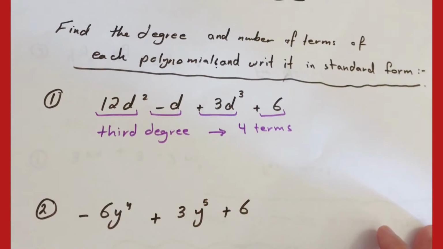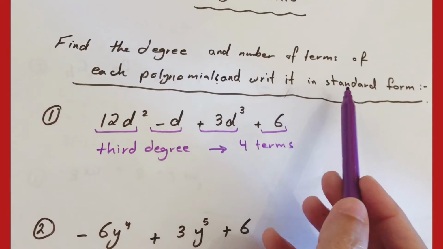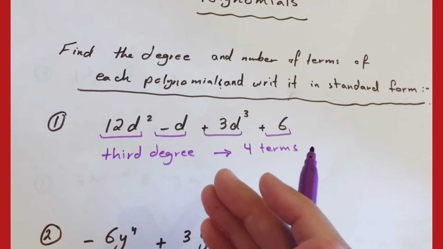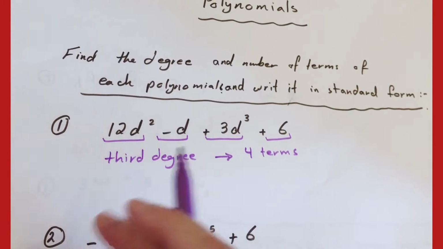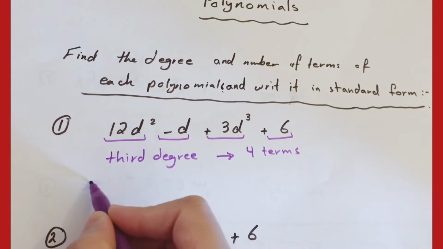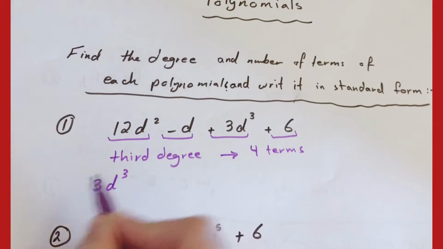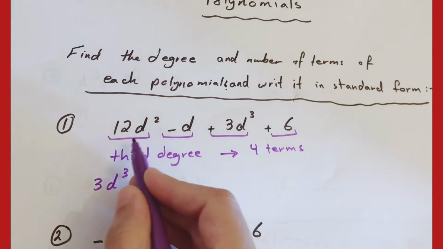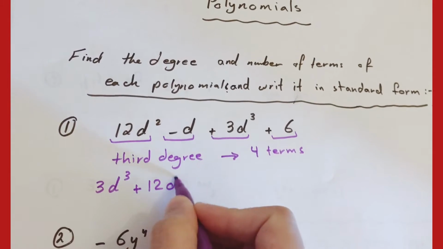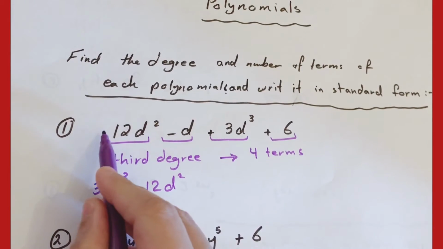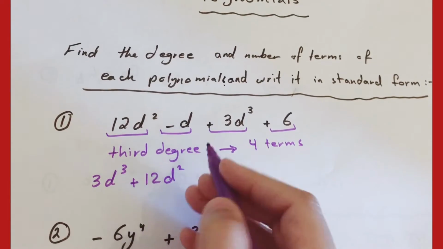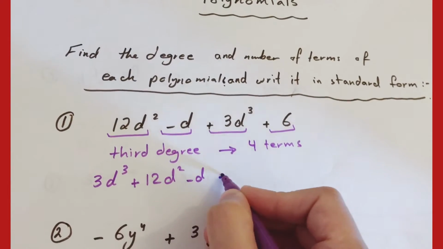Now we have to write it in standard form. Standard form means I'm going to write from the biggest degree until the least degree. So we have this one first, 3d cube. Now I will use this one, plus 12d square. Why do I put plus? Because here the sign is positive. Then minus d, then plus d.